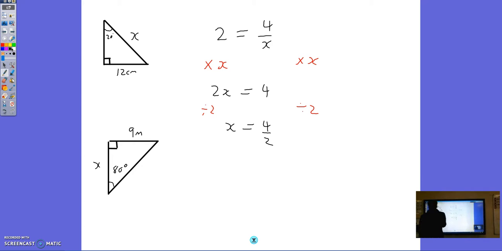Now, the important thing to realize here is the transition. So x has gone from the denominator to being on the left-hand side on its own. 2 has gone from being on the left-hand side on its own to being the denominator. And 4 started as the numerator and finished at the numerator, so it has not moved at all. All that has happened is that 2 and x have swapped places.